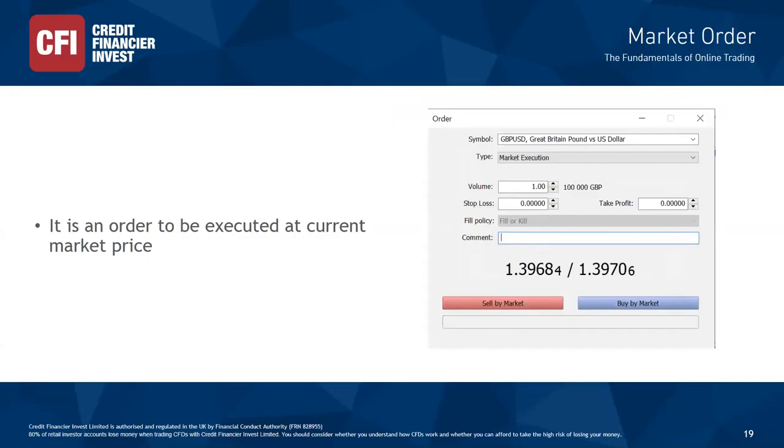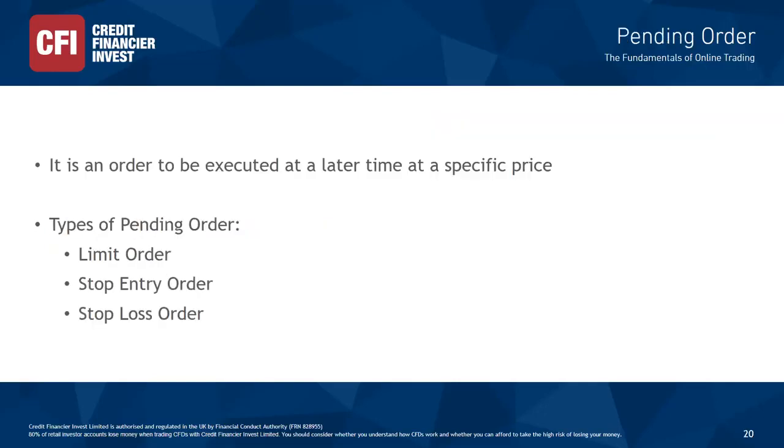Well, here's an example before I move on to the second type of order. This is how it looks in the platform, okay? As you can see with the pound sterling versus US dollar, you select your type, which is market execution, use one standard lot, and then you simply either sell or buy at the current market price, which is shown there.